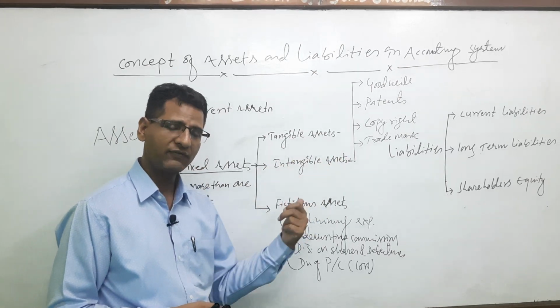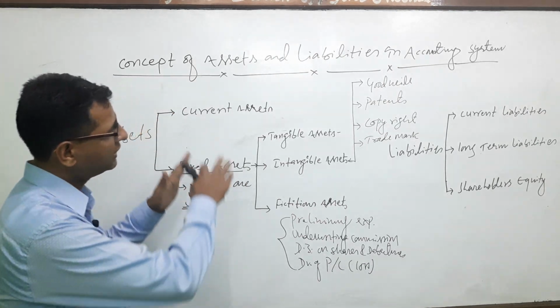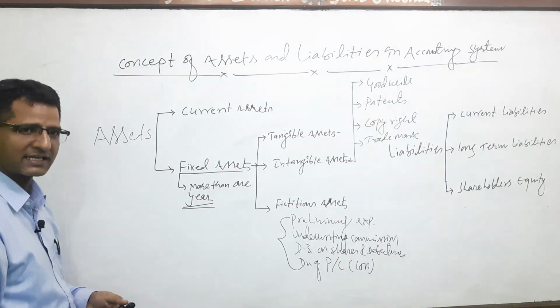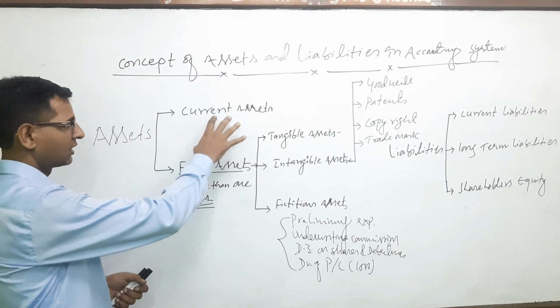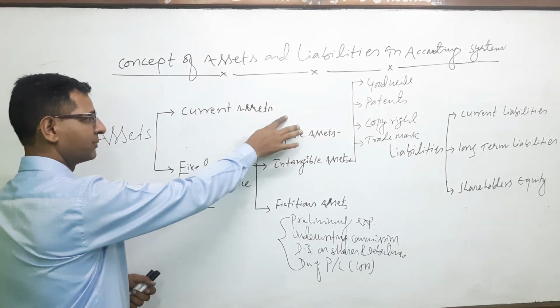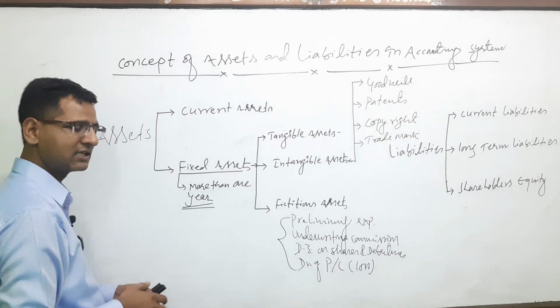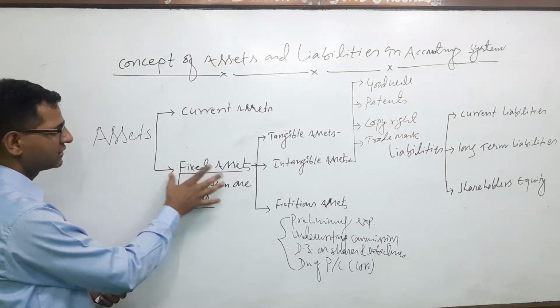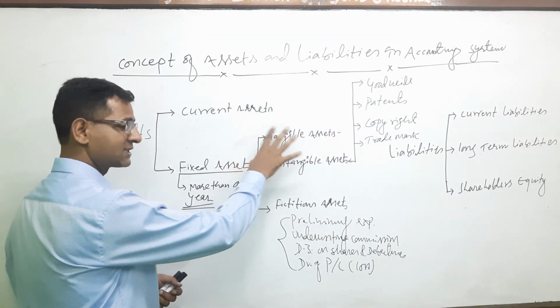Depreciation, written off, and amortization are non-cash expenses. These details are about assets. Basically, there are two types of assets: current assets and fixed assets. Within one accounting year, if we can change them into cash and cash equivalents, they are known as current assets. Those assets which a business can use continuously for more than one year are called fixed assets.